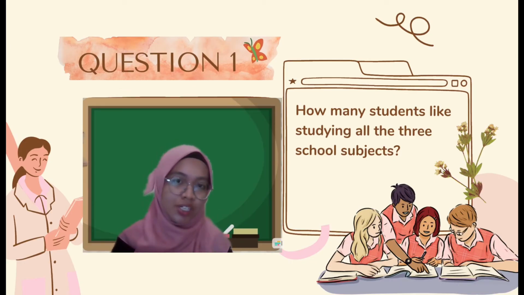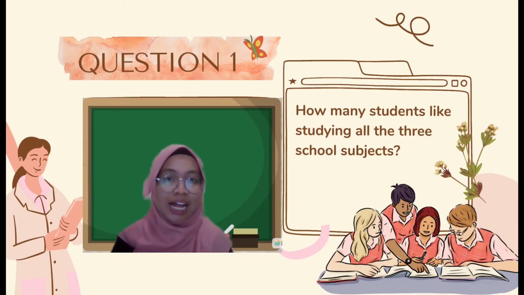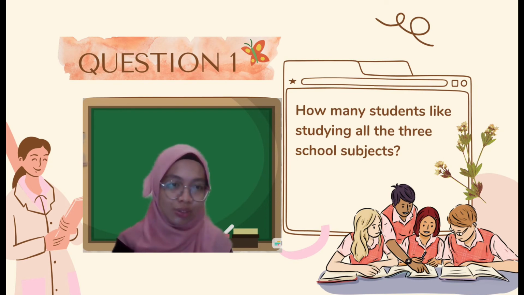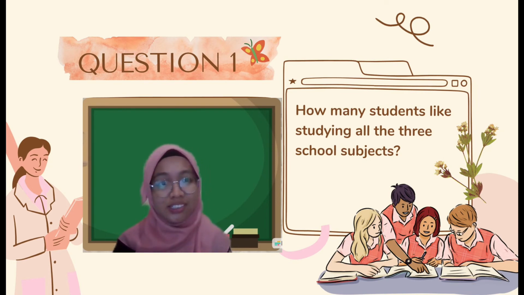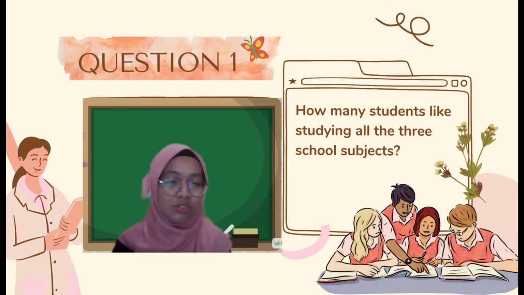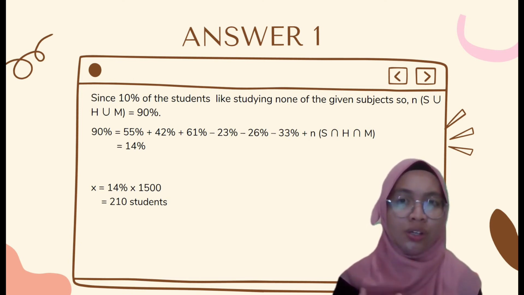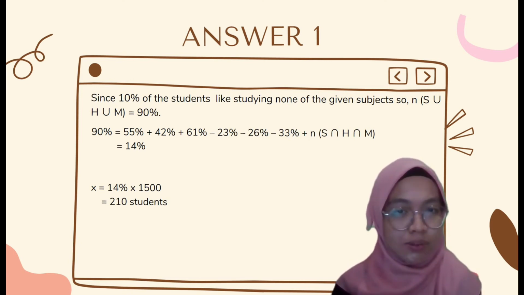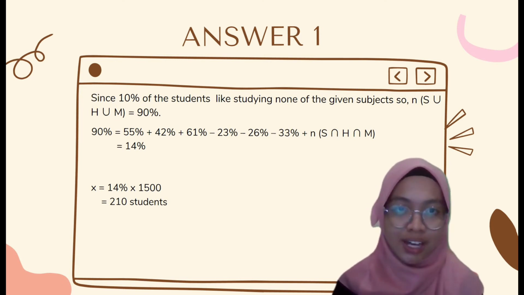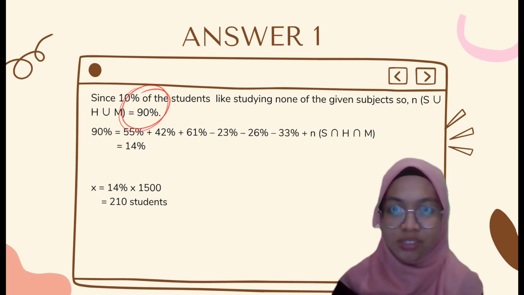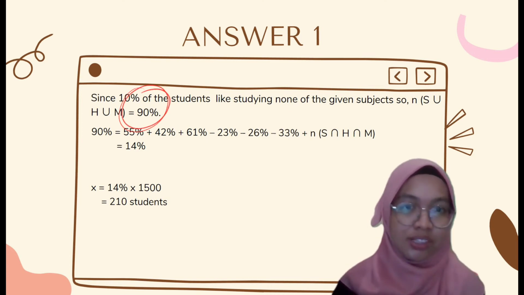For teacher Ardillah's question about how many students like studying all the 3 school subjects, I can say that there is 210 students who like all the 3 school subjects. I find it by using the Venn diagram method that teacher Ardillah had explained before. In the information, there is 10% of the students who did not like studying any of the subjects given. So we can say that there is 90% of the students like studying the subjects given.